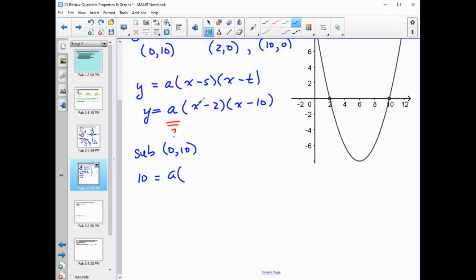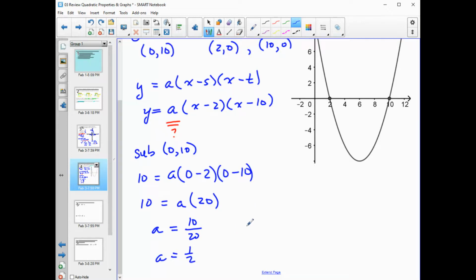A times bracket x minus 2, which is going to become 0 minus 2 because the x coordinate is 0. And x minus 10 is going to become 0 minus 10. So I end up with 10 equals a, and this is just negative 2 times negative 10, which is equal to positive 20. Divide both sides by 20, and I end up with a equals 10 over 20, or a equals 1/2. So now I have my completed equation. y is equal to 1/2 times x minus 2, x minus 10.